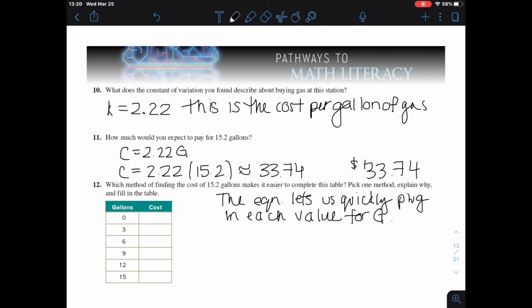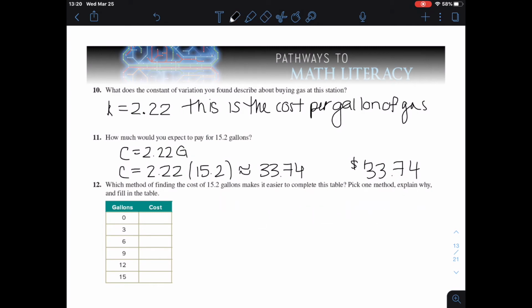So now we want to fill out this table based on these different gallons. We want to see what the cost is. So every single time, we're just going to plug in the value of G to figure out the cost. If you get no gallons of gas, let's erase this just to make it easier, the cost will be 2.22 times 0. So it's $0 for 0 gallons of gas.